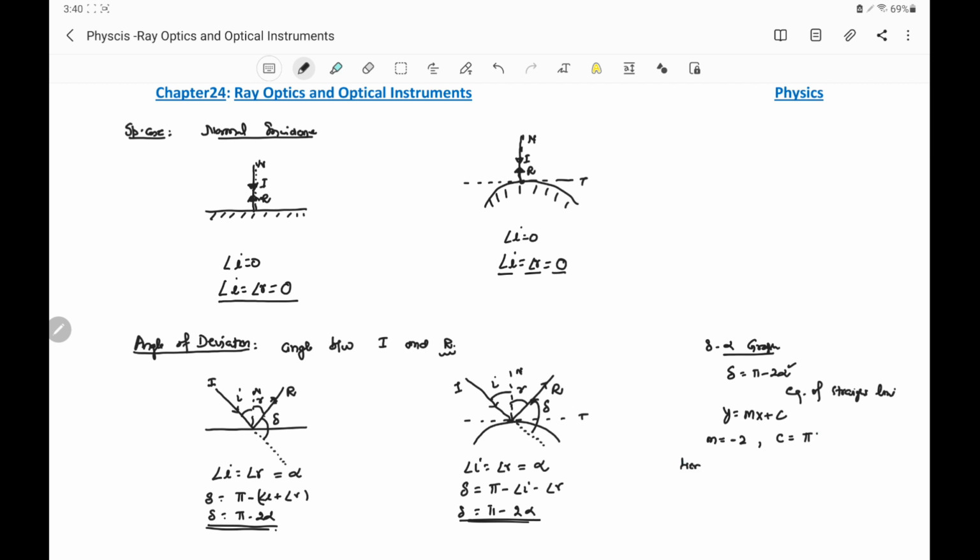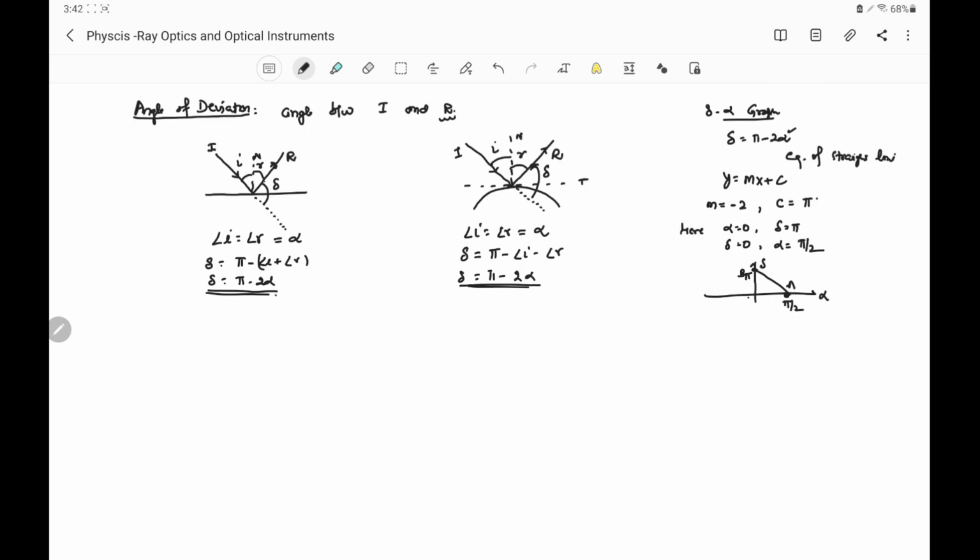Here, if we put alpha equal to 0, then delta equals pi, and if we put delta equal to 0, then alpha will be equal to pi by 2. And now we draw the graph. This is delta, this is alpha, and the graph will be like this. Here delta is 0, so alpha is pi by 2, and at this point B, alpha is 0, so at alpha equal to 0, delta is pi. We can see these two conditions, 1 and 2.